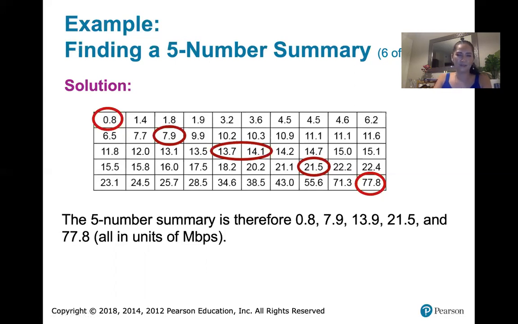So these are measures of relative standing. It shows us where these values lie compared to the other values. Now we're going to graph this and we're going to see this better visually when we talk about box plots in the next video.